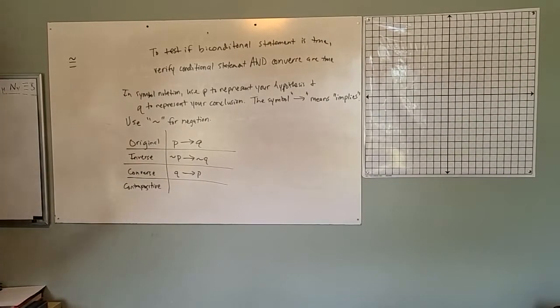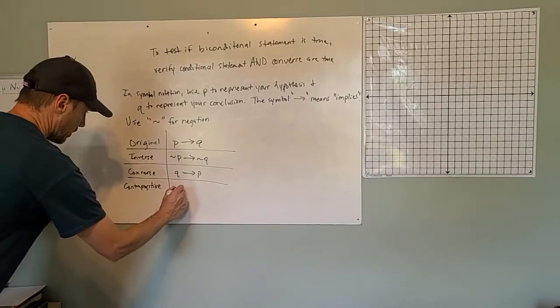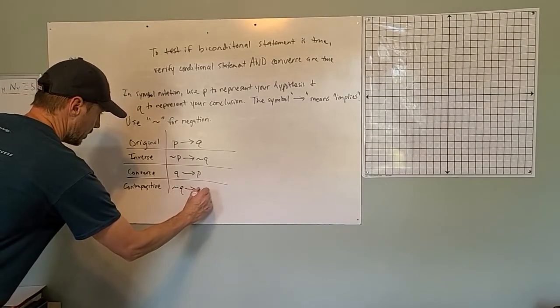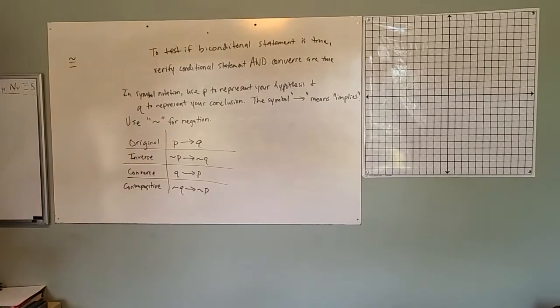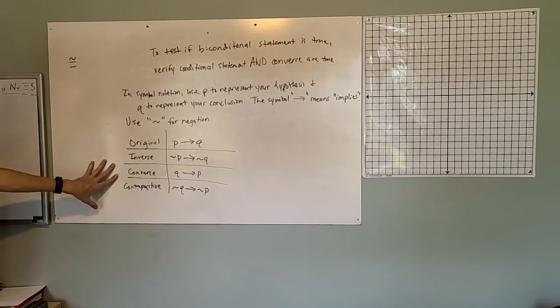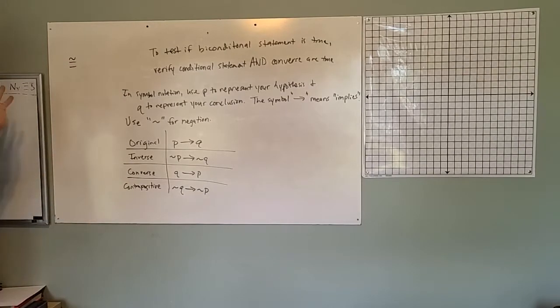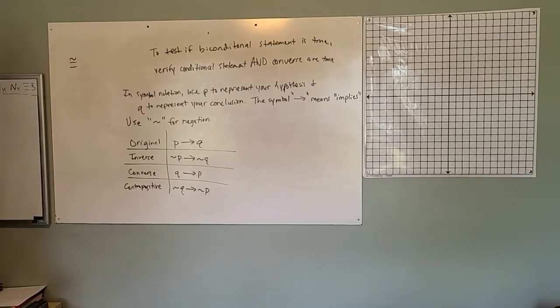And then for the contrapositive, we took the inverse of the converse. So we just put the negation symbol in front of each of those. Does that make sense? Just a shorthand way to represent the same thing, right? This to me is really helpful, especially on a note card when you have limited space. Rather than writing out the whole thing that you had before, this is a shorthand way to do that.